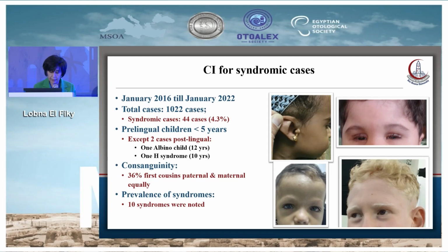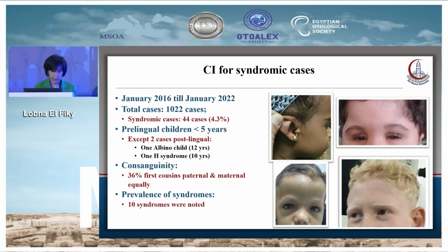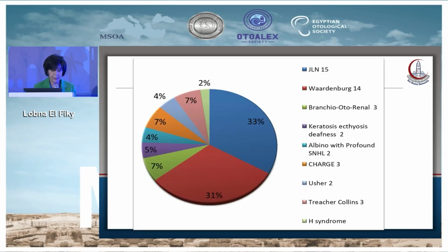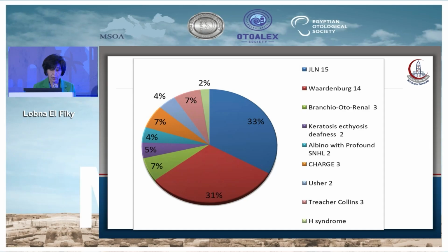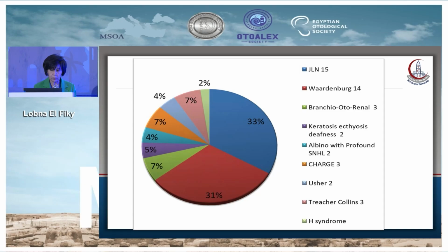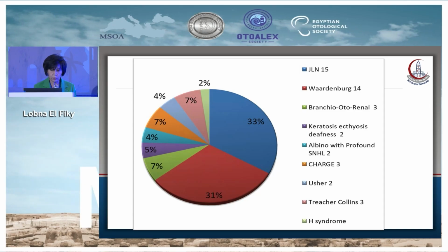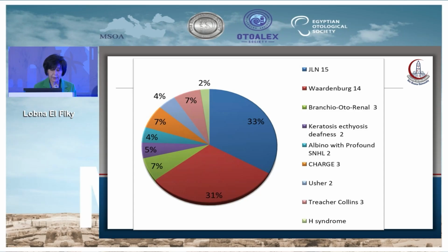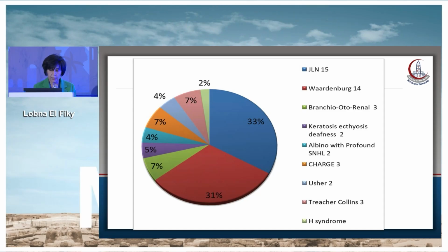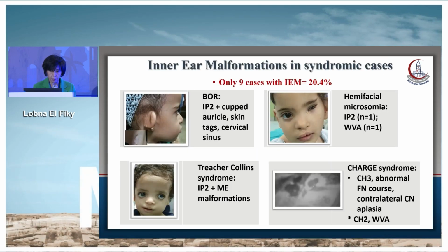Of course, we had some cases of consanguinity, about 36%, and we found actually very strange things. Ten syndromes were noted. Two-thirds of them were basically JLN and Waardenburg syndrome. We never thought that it was that common in our population. This was followed by the rest of the syndromes: keratosis, ichthyosis, deafness, albinism, CHARGE, Usher, and even the rare Hatch syndrome.